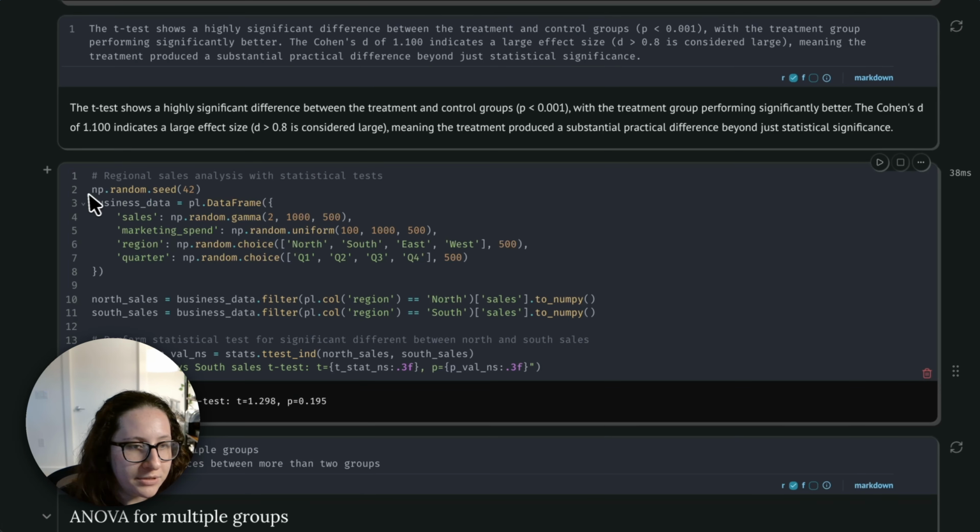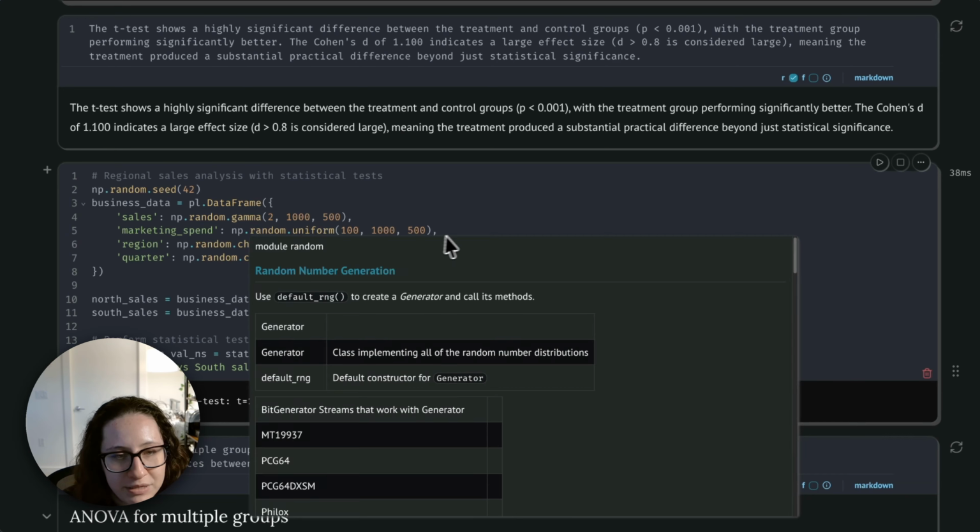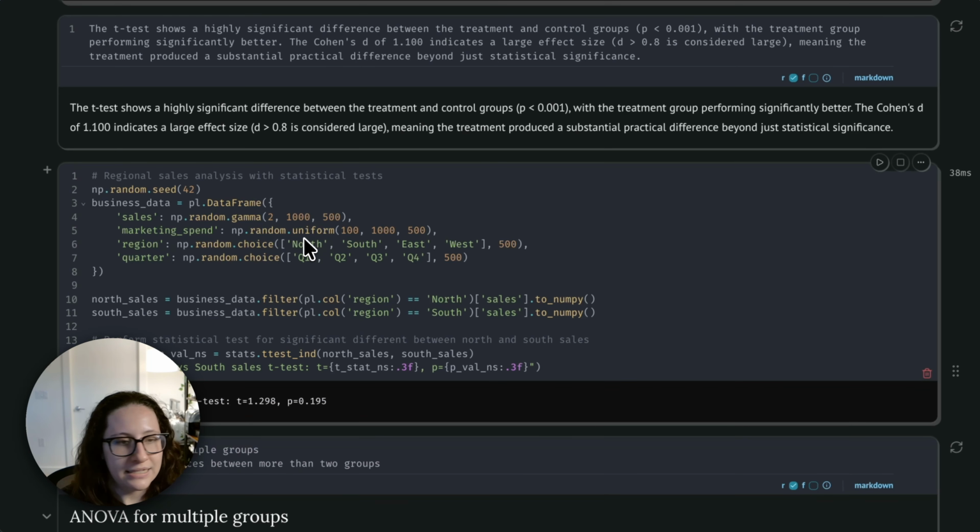So we're going to keep the random seed of 42 like always, and then we can generate some business data, this time with a polars data frame. And this is some sales data following a NumPy random gamma distribution, the marketing spend following a uniform distribution, and then for the region, it's going to randomly choose between north, south, east, west, and for the quarter, it's going to randomly choose between Q1 through Q4 with 500 samples in each of those. So now we have some uniform random data. We can filter and slice and dice this data.